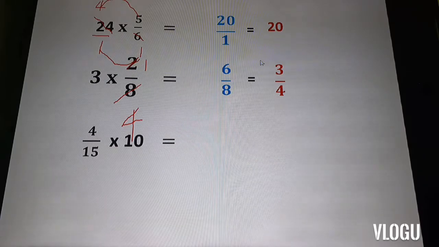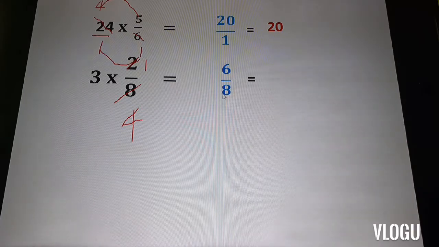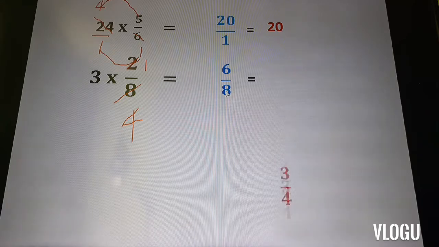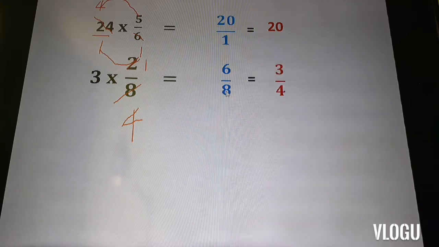Or if we are having a hard time finding the cancellations method, we just simply multiply this by 3 times 2, that is equals to 6, and copy our denominator, which is equals to 8. Then simplify. Again, we have to divide 6 divided by 2, that is equals to 3. And we have 8 divided by 2, that is equals to 4. And therefore, the same answer that we have is 3 over 4.